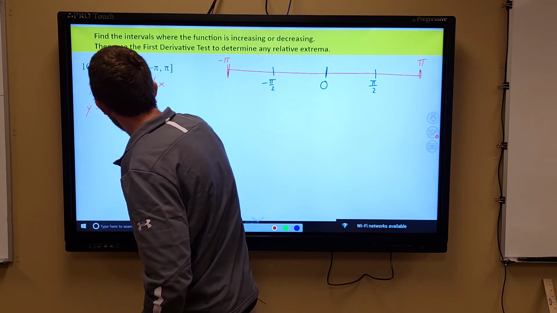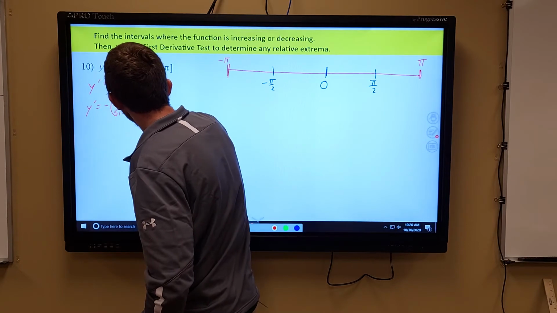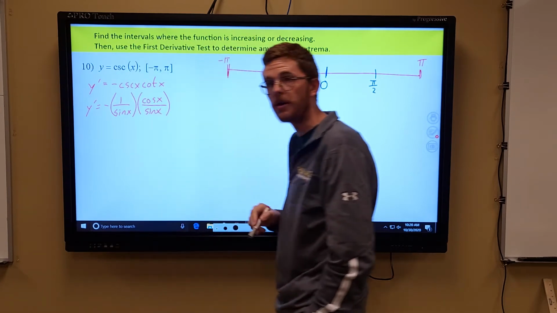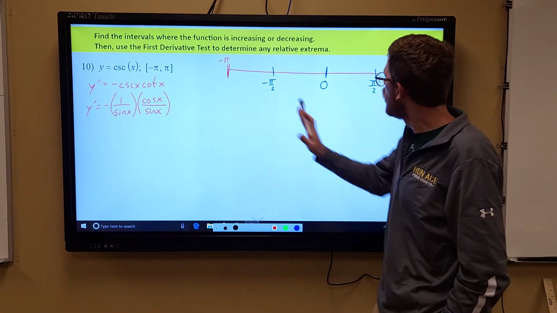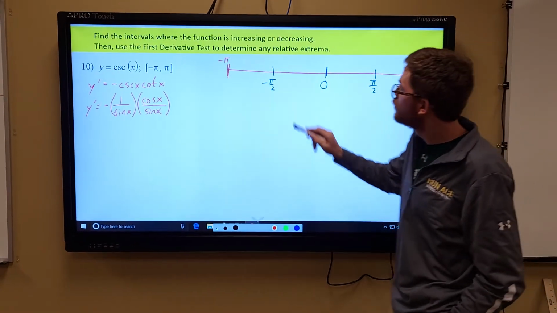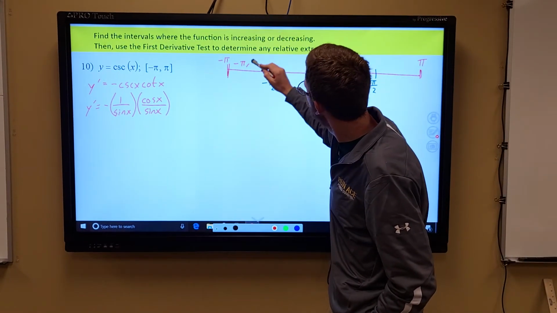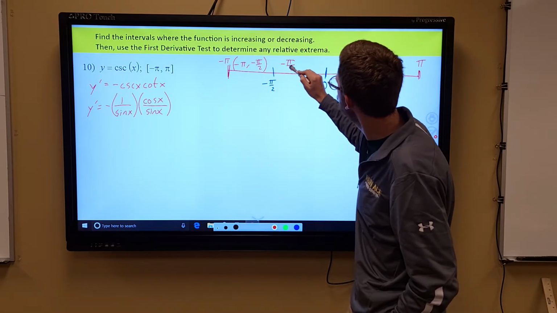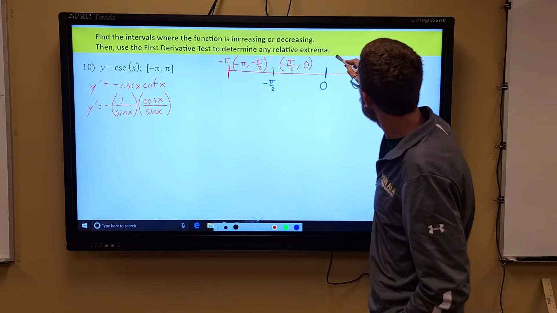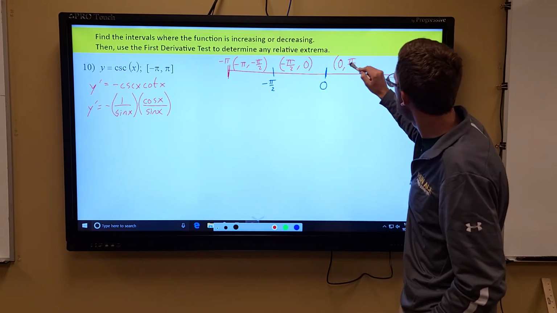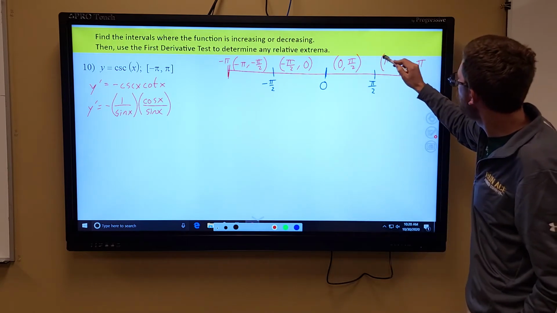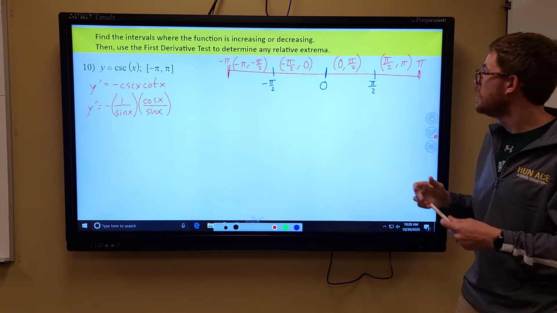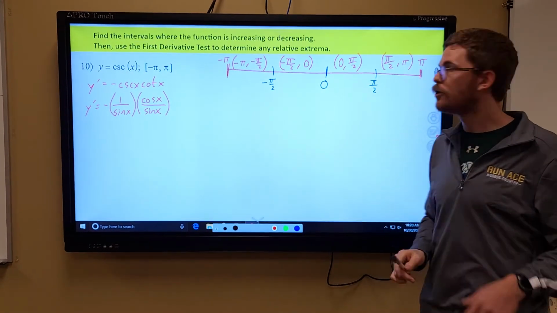And just to help us out, I'm going to go ahead and write this just in terms of sines and cosines because I have a feeling that is going to be helpful in a minute. Okay? So on our number line, think about the intervals. We've got negative pi to negative pi over 2. We've got negative pi over 2 to 0. We've got 0 to positive pi over 2. And we've got positive pi over 2 to pi. So we have 4 intervals. We have 4 sections of our graph. We need to think about what's going on.